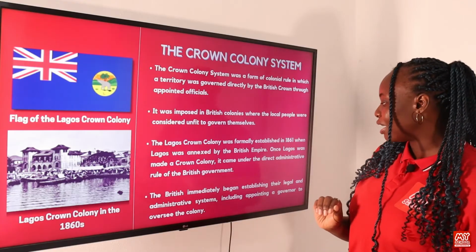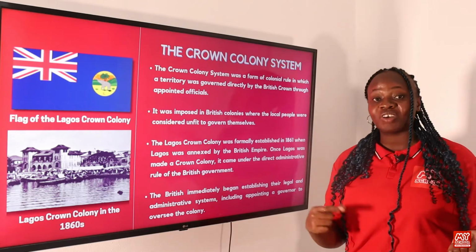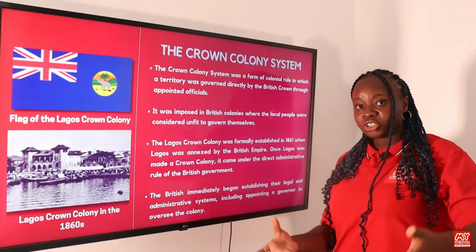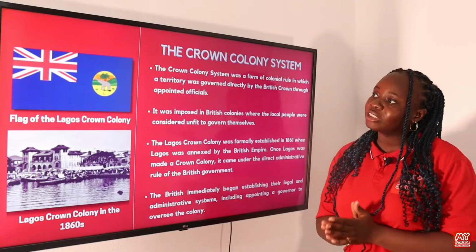The British immediately began establishing their legal and administrative systems, including appointing a governor to oversee the colony. So all of the systems that govern the British people were brought into the Nigerian society and were used to govern the Nigerian people. Now let's move on to the next slide.